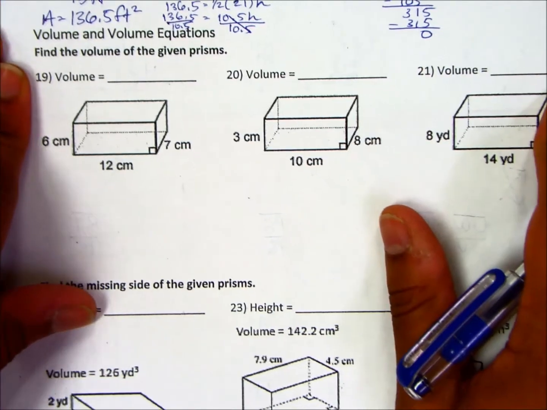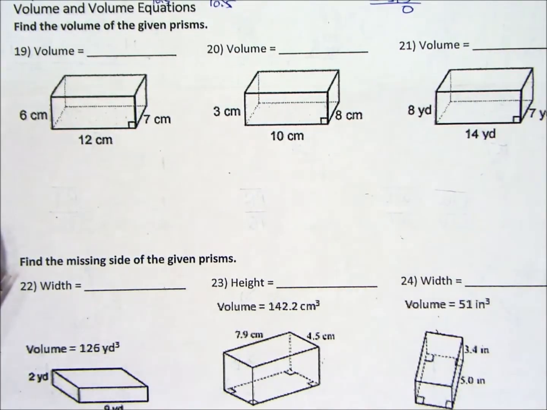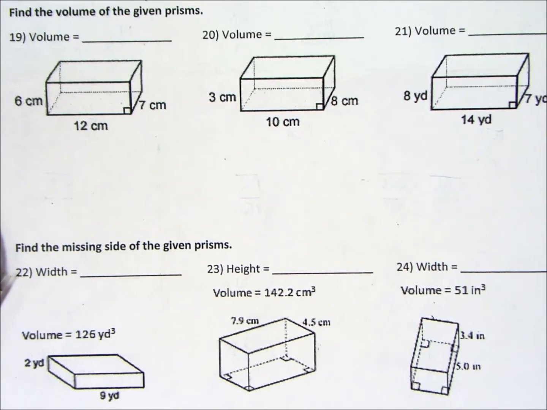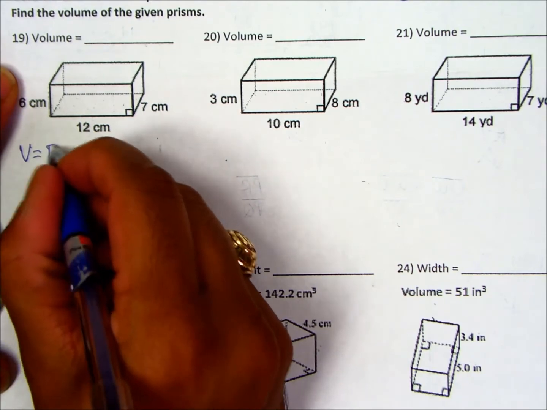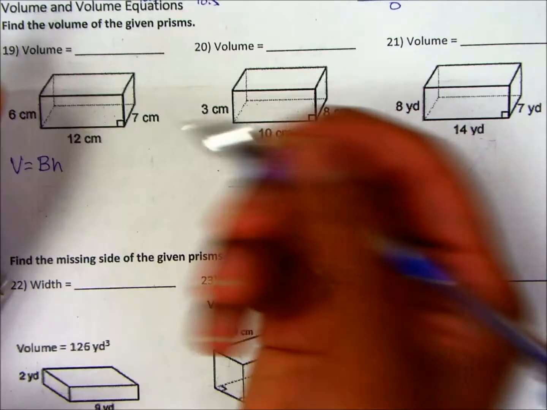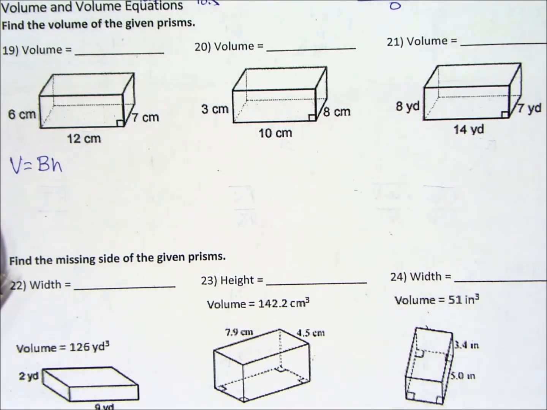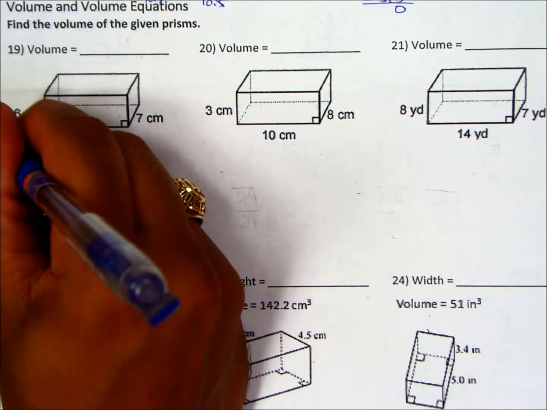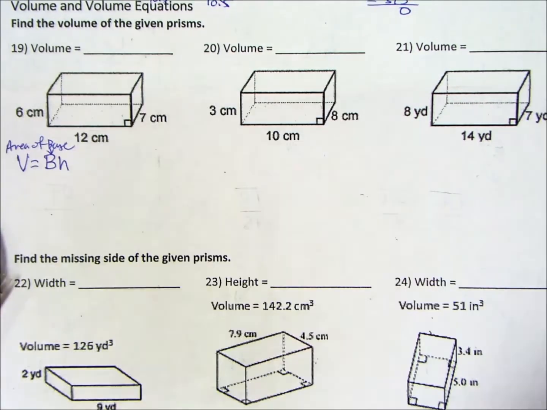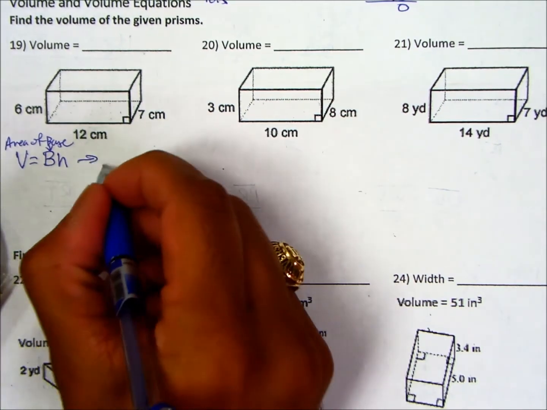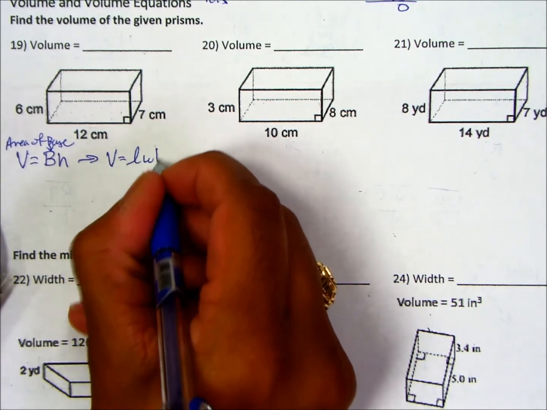Next part. Volume and volume equations. We just did this on your quiz the other day. Find the volume of the given prisms. Okay, remember, the formula for volume is the area of the base times height. Please don't come tell me, oh, Mr. Daniels, base times height, that's wrong. Okay? That capital B means area of base. And if you want, that's the same thing as length times width times height.